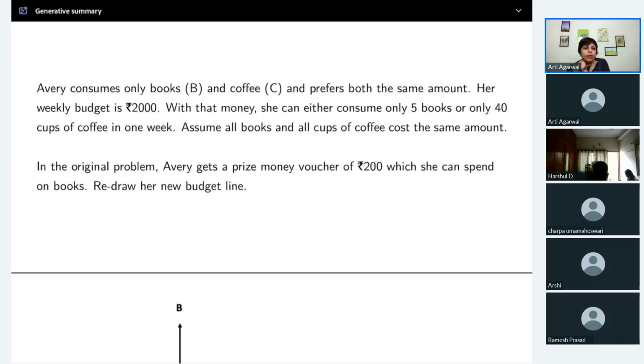Like, you know how you have these gift vouchers. So you cannot use it for just anything you want. You have to use it for that particular item or for that particular store for which you have the gift voucher. So she gets a gift voucher of 200 rupees, which she can spend on books, meaning only on books. She cannot use it for something else. So what happens to the budget line now?